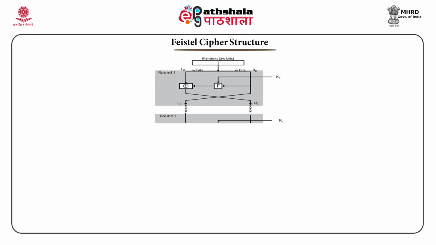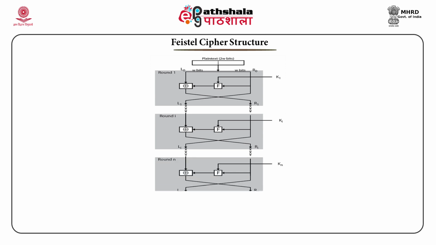So, let us look at the slide to check the Feistel cipher structure. What is the observation from the structure? That we have a plain text of 2W bits. It has to be divided into 2 equal halves. So, each half would be made up of W bits. We will call them L0 and R0.